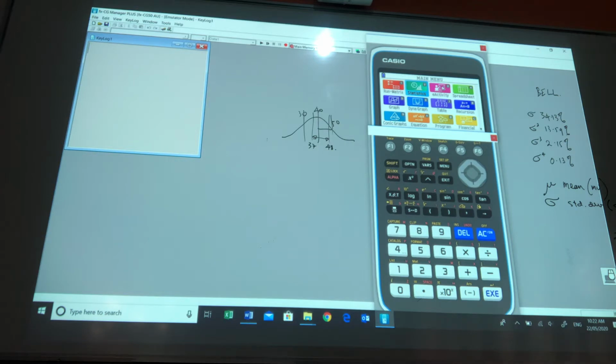Firstly, I hit Menu, and then I hit Distribution, F5. I'm after Normal Distribution. Now I have a choice here. NPD, I don't think we need that. Okay, NCD, I read that as normal central deviation.